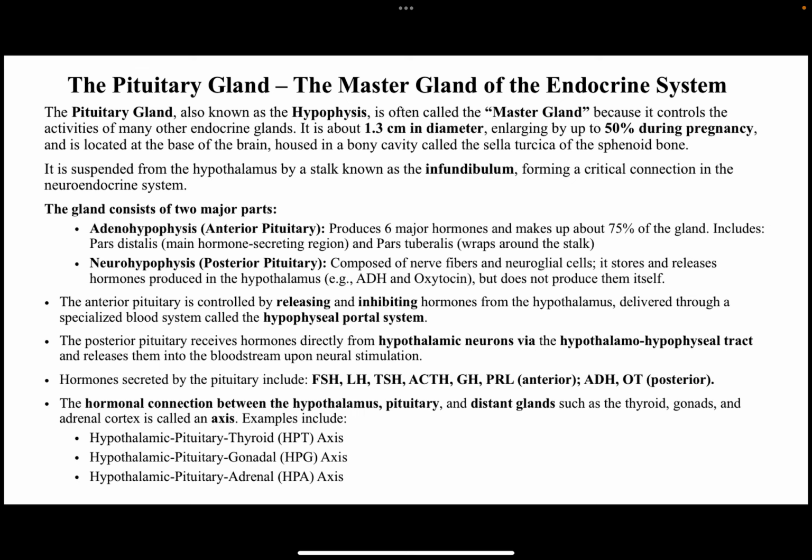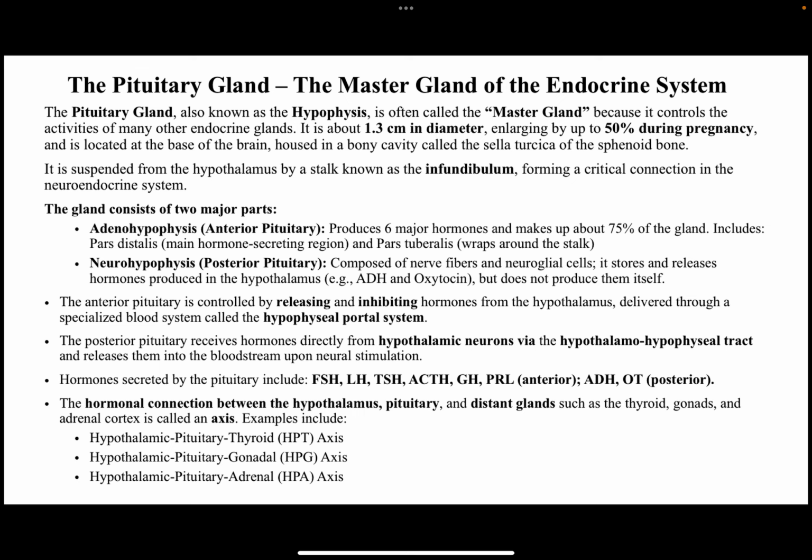So the hormonal connection between the hypothalamus, the pituitary gland, and the distant glands like the thyroid gland, the gonads, and the adrenal cortex, that kind of connection, we call an axis. We have several axes in the endocrine system. We have the hypothalamic-pituitary-thyroid axis. We have the hypothalamic-pituitary-gonadal axis. We have the hypothalamic-pituitary-adrenal axis.